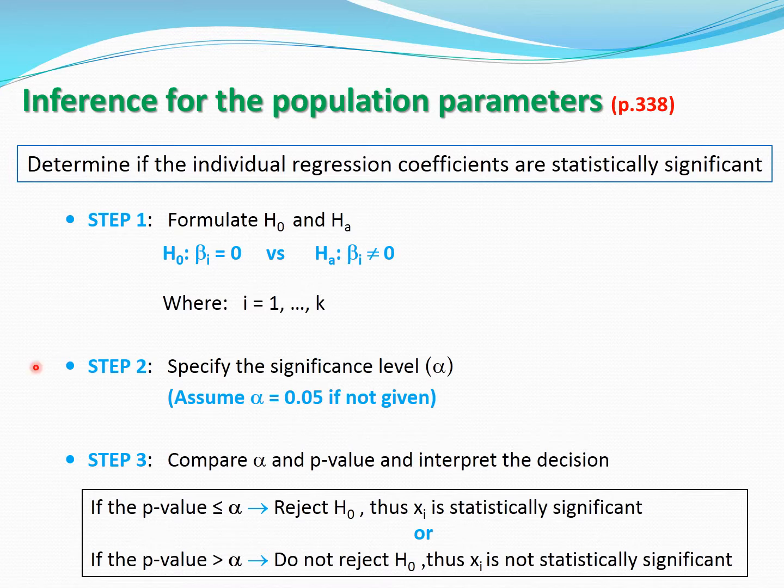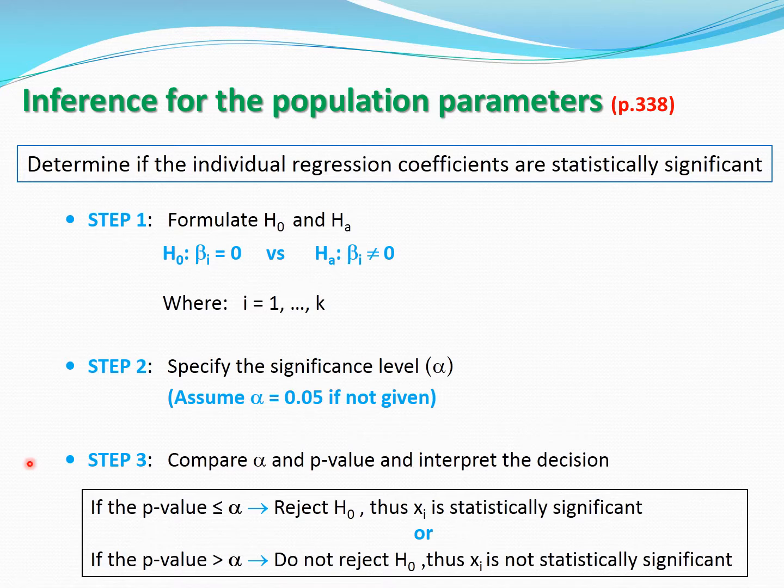Then in step 2, we specify our significance level. So if it is not given, we use the default value of 5%. Like in the exercises, it was not specified, but usually I will give that to you in a test or exam.